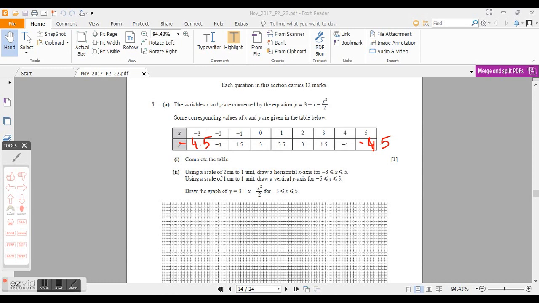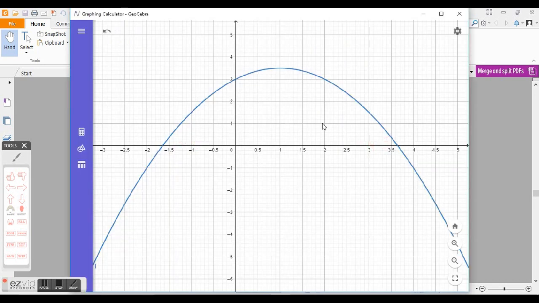You are supposed to make this graph yourself first using the given scale. 2 centimeter is 1 unit on the x-axis, and on the y-axis 1 centimeter is 1 unit. So make a grid from minus 3 to 5 on the x-axis and from 5 to minus 5 on the y-axis. Next, you draw the graph. So this is what the graph should look like in part 2.